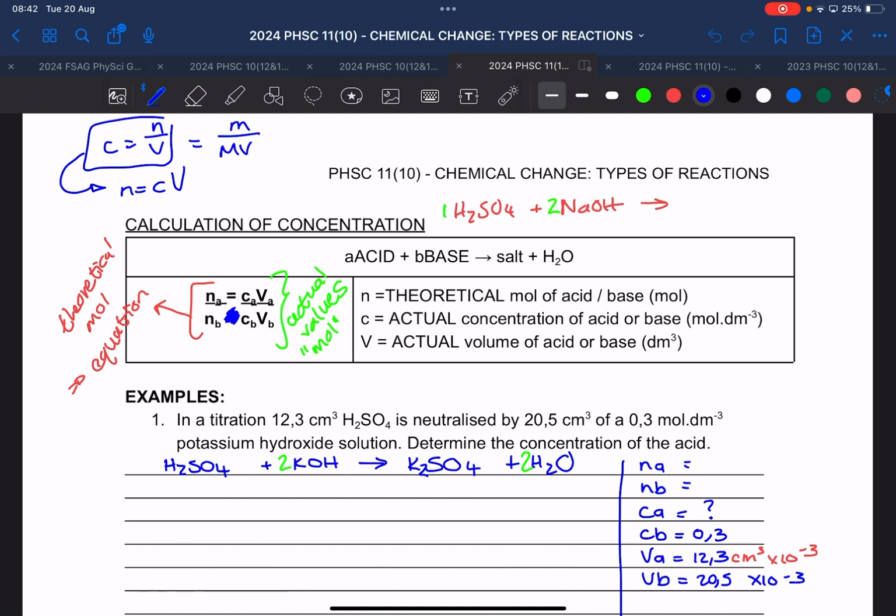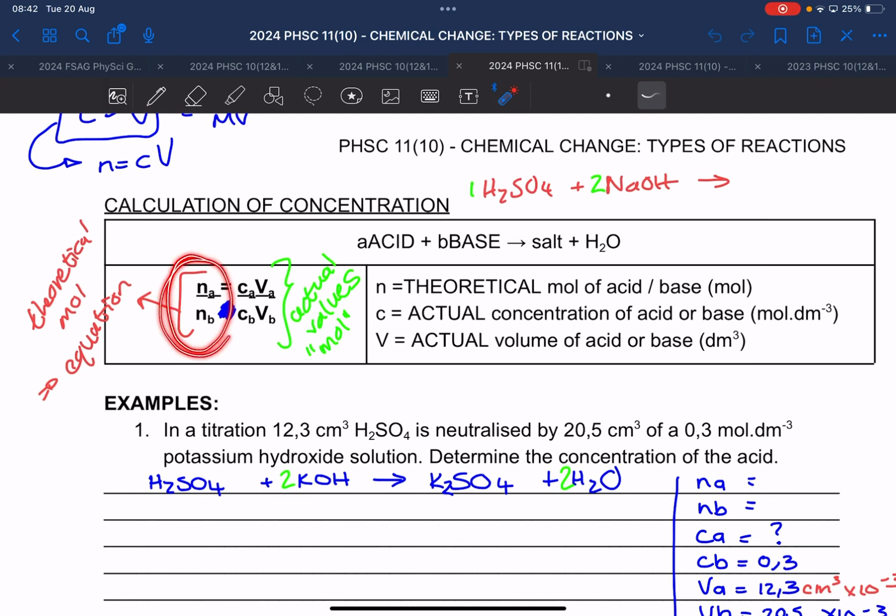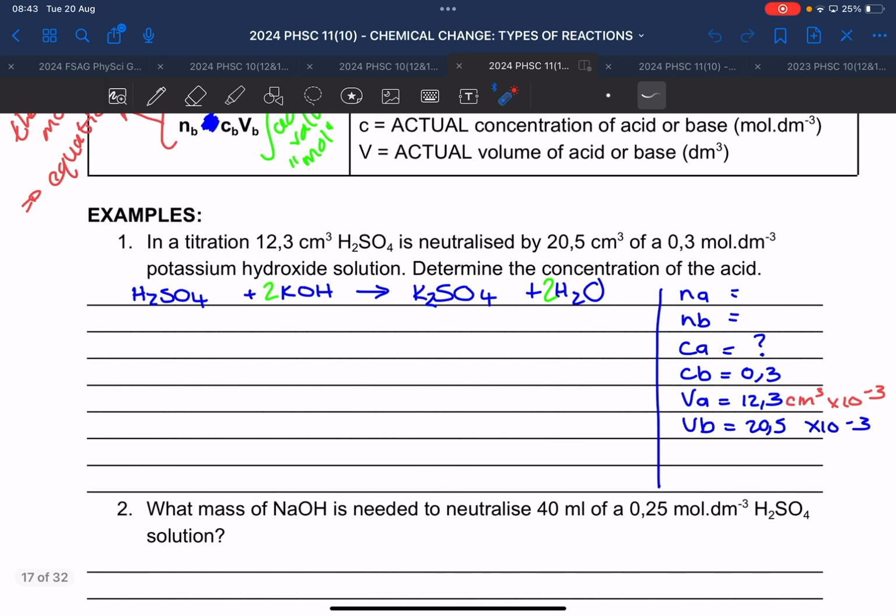It is a relationship or a ratio equation of an acid versus a base. The moles that we have on the left-hand side are the theoretical moles that you find in your balanced equation. And on your right-hand side, concentration times volume is your mole, your actual values that you've had. So it says that in the titration, so much sulfuric acid is neutralized by so much potassium hydroxide. Find the concentration of the acid.